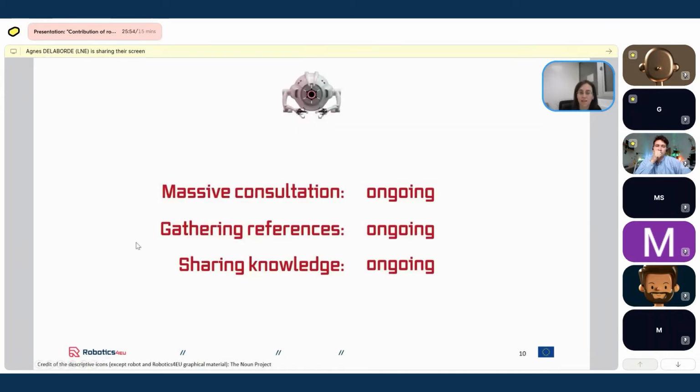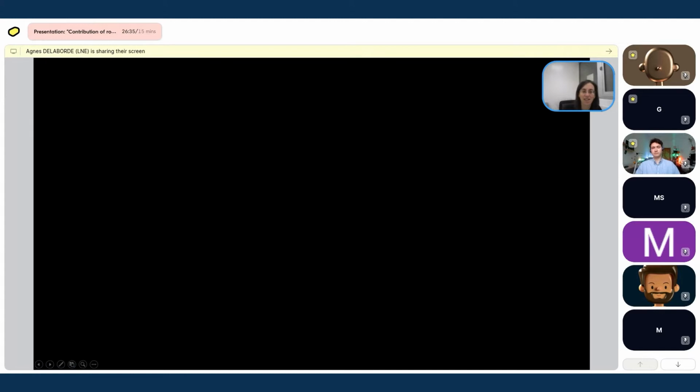Here and now, we are still proceeding with our massive consultation to understand the major lines of the maturity assessment model that we want to design. We are still gathering as many references as we can, because there have been a lot of initiatives on the topic. So we are still exploring all of them to understand what are their goals, objectives, tools as well. And we are still in the idea of sharing knowledge with all of you. And this is what we expect as well today, to share knowledge with you about that. That's all from me.